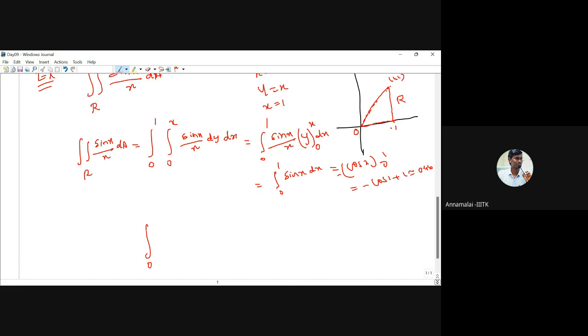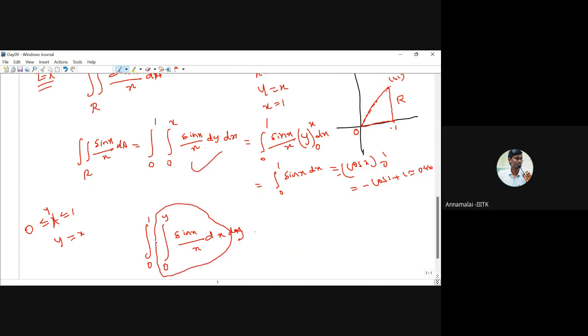the y limit is 0 to 1, because we know that x lies between 0 and 1, and we know that y equal to x. So y equal to x, substitute here, we get y is bounded by 0 to 1. So now the first limit is the y limit. Now x varies from 0 to y, sin x by x dx dy. Okay, but evaluating this is very hard.